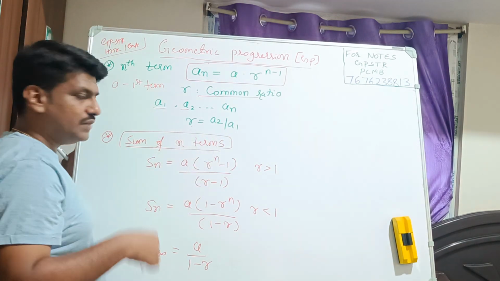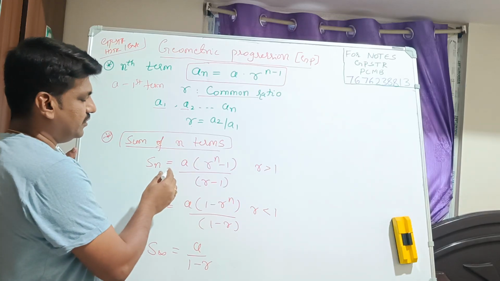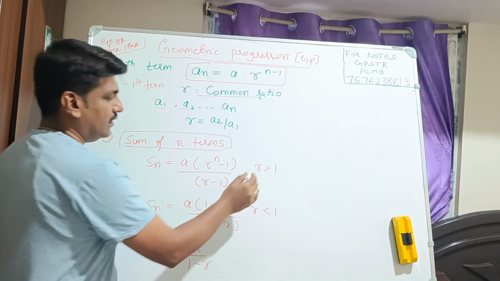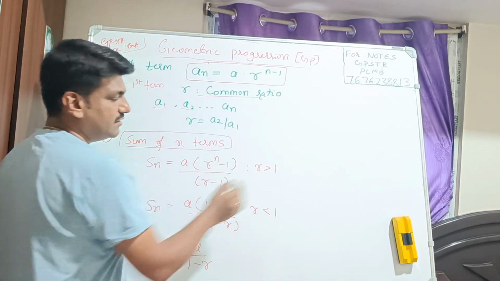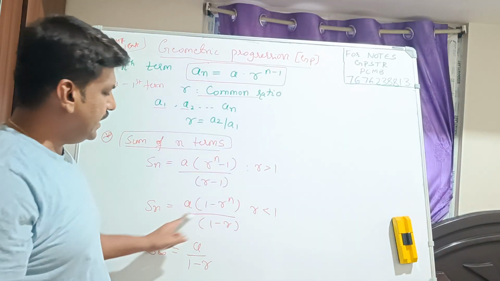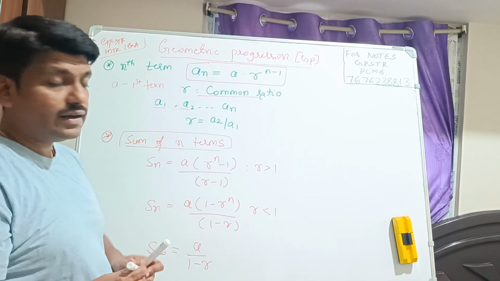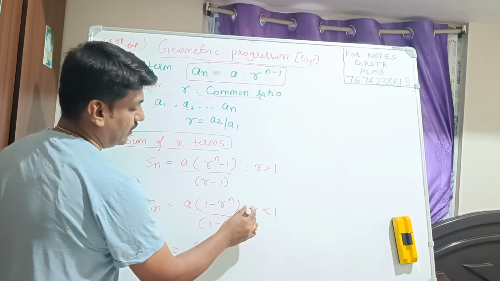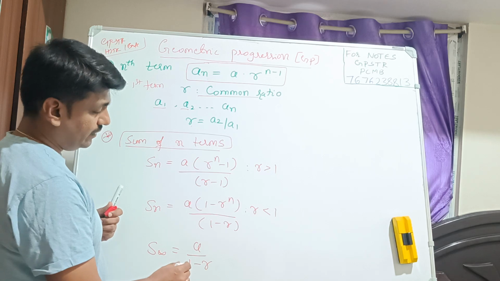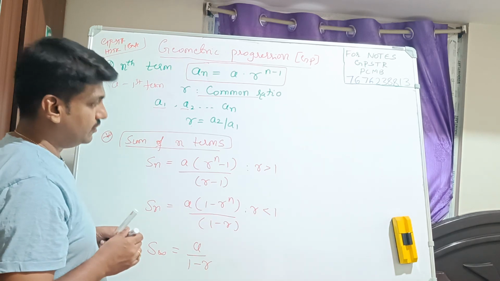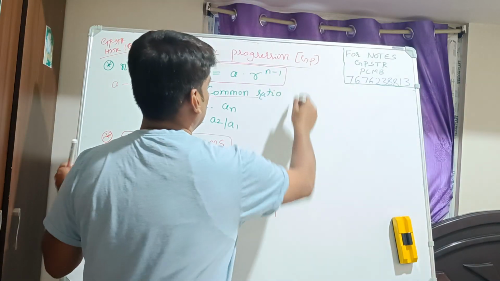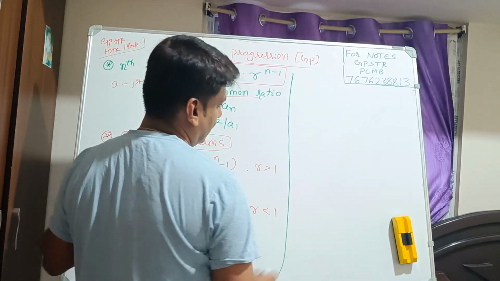Similarly, next, the sum of the n terms. Sn is equal to a multiplied by r power n minus 1 divided by r minus 1, if the common ratio r is greater than 1. Sn is equal to a into 1 minus r power n divided by 1 minus r, if the common ratio r is less than 1. Next, how to calculate S infinity? It is a divided by 1 minus r. These are the formulas we have. Once we know these formulas, we will start solving the problems.